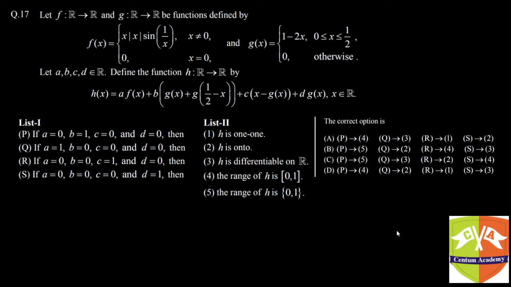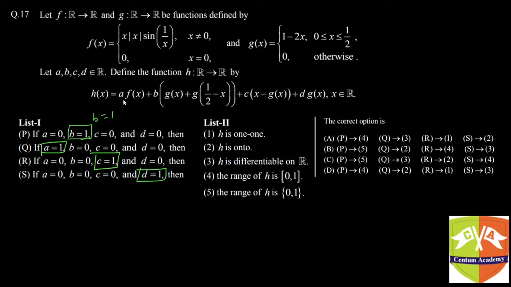The last question is made unnecessarily complicated. f(x) is a function in two parts: x mod x sin(1 by x) when x is non-zero and 0 when x is 0. And g(x) is a function 1 minus 2x when x lies between 0 and half and 0 otherwise. Then which of the following options is true? If I look at some of the easy options, which one is the easiest among these? I can see that in all the options P, Q, R, S, only one of them is non-zero, the rest are zeros. In the first option, B is 1, rest 0. In option Q, A is 1, rest are 0. In option R, C is 1, rest are 0, and in option S, D is 1.